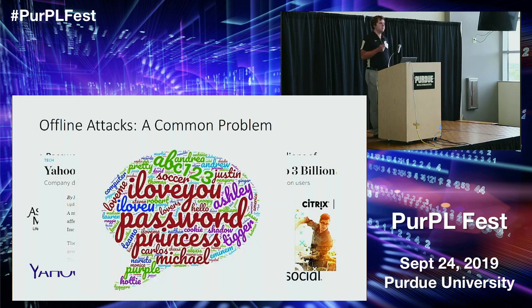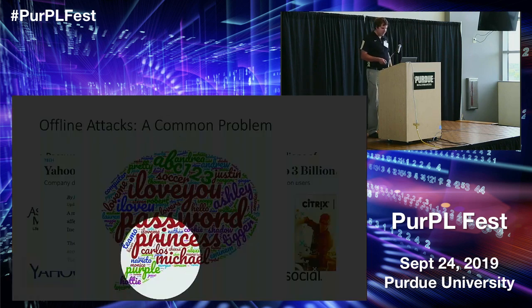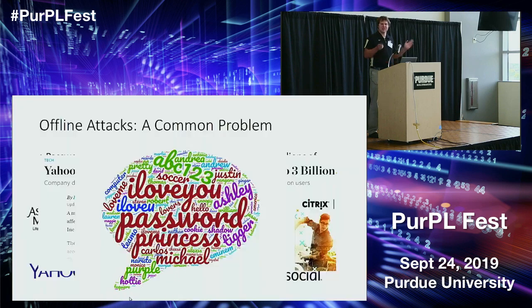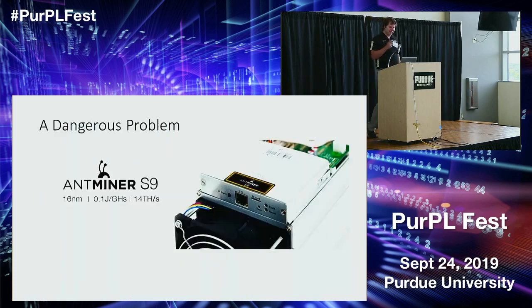Unfortunately, people still pick weak passwords. If you look at a word cloud based on the passwords that people chose, you'll see lots of popular options. I want to highlight one here. Apparently there's a lot of people misspelling purple. They added this E on the end. I'm not sure what's going on, but that's an interesting question.